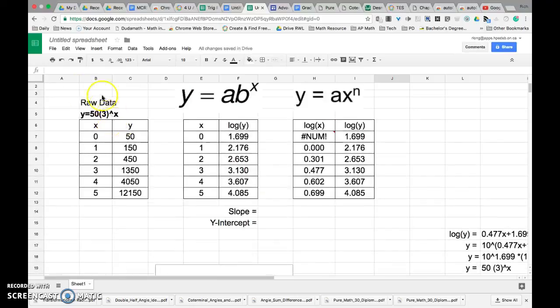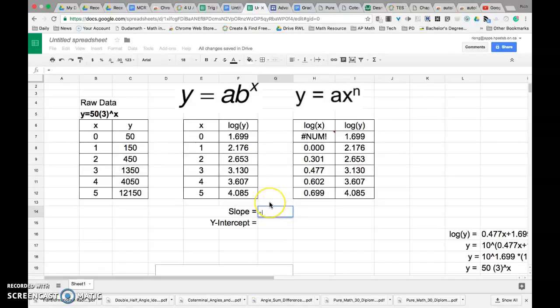So again, the big idea is you take your raw data, then you make a table of x versus log y, then you make a table of log x versus log y, and you see which of these is linear. Okay, so to show you how to do a calculation for slope or y-intercept in a cell in Google Sheets, here's what we do.